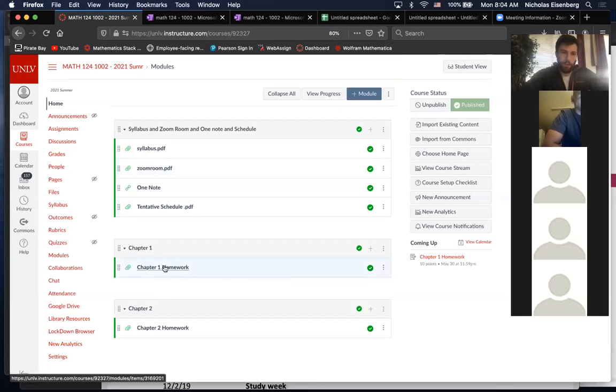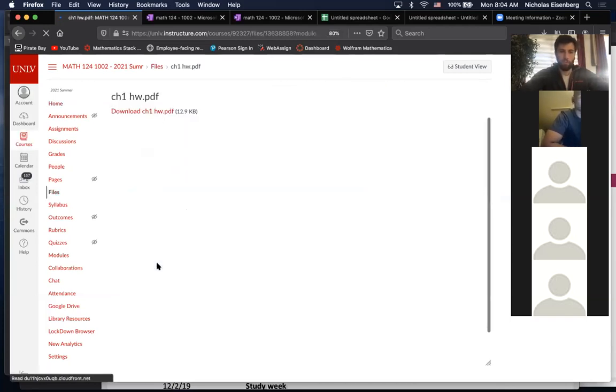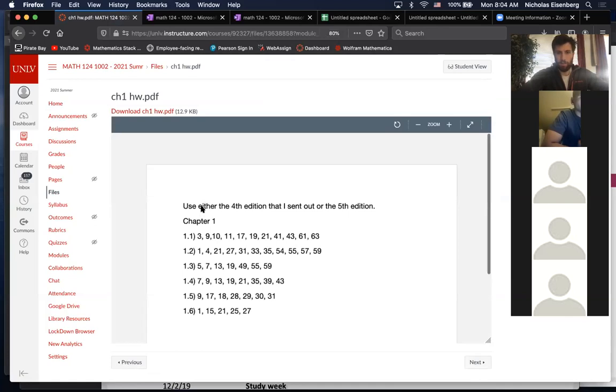And so when I have here, the homework, I just have it for chapter 1 and chapter 2 right now. If you just click on chapter 1 homework, this gives you the list of the problems. And it says up here too, to use either the 4th or the 5th edition. So these are the sections, 1.1 all the way to 1.6, and then you just do all these problems.